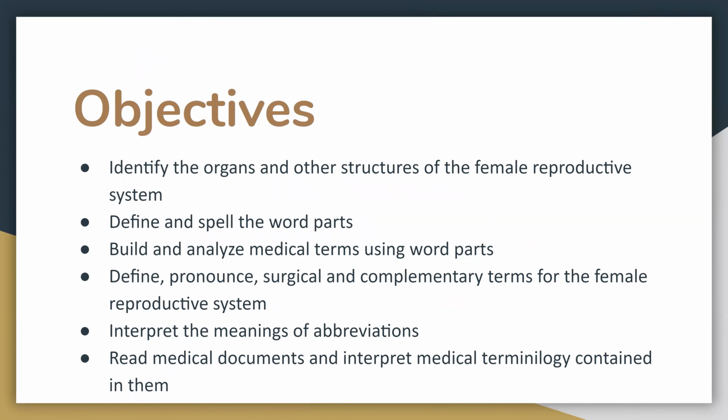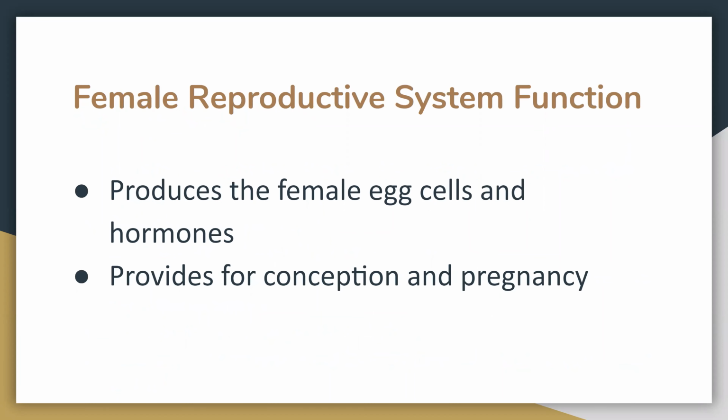The objectives of this presentation are to identify the organs and other structures of the female reproductive system, define and spell the word parts, build and analyze medical terms using word parts, define, pronounce, and spell surgical and complementary terms for the female reproductive system, interpret the meanings of the abbreviations, and read medical documents and interpret medical terminology contained in them. So the female reproductive system function is to produce the female egg cells and hormones, and it provides for conception and pregnancy.